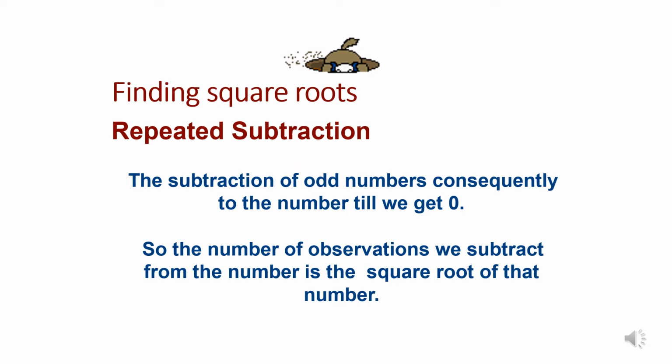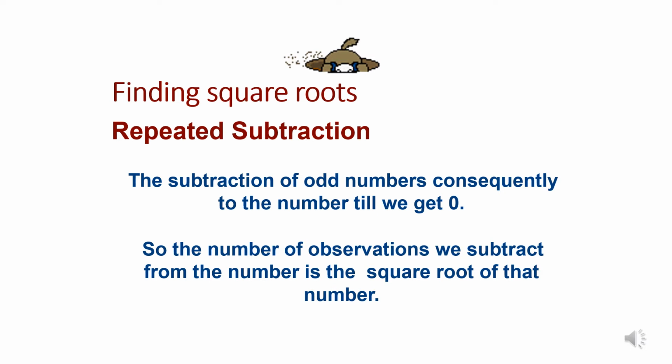Now, to find the square root using the repeated subtraction method, we have to follow some basic steps. In this method, we just need to subtract the odd numbers from the given number till we get the result 0. We have to subtract the odd number 1 first, then we have to subtract 3 from the remaining number, then 5, then 7, then 9, on and on until we get 0 as the result.